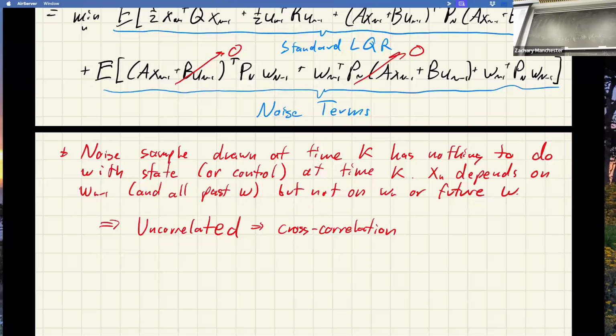The thing that's happening here is this arrow of time idea. That W is being drawn now, or over the next time step, and has nothing to do with the current X. The current state doesn't depend on noise drawn in the future, so they are uncorrelated. That makes sense? It does depend on previous noise, but not future noise.